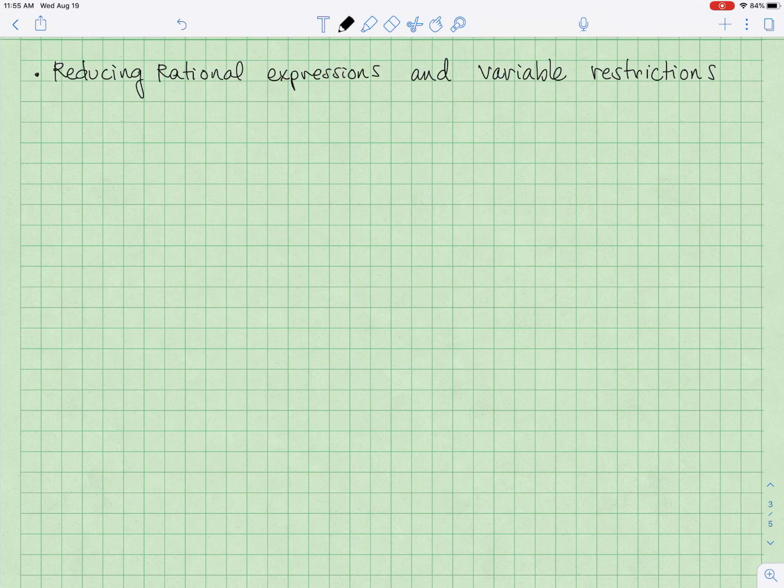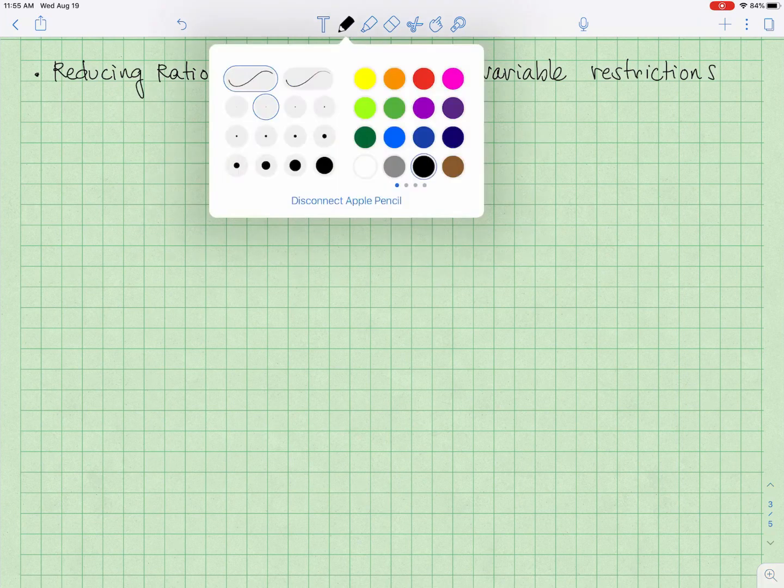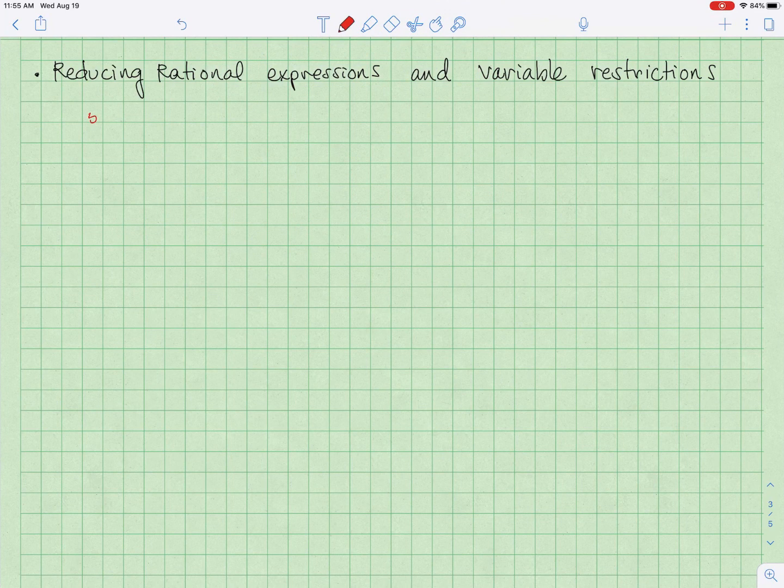In this video, we're going to talk about reducing rational expressions and, again, the variable restrictions that go with them. When I talk about reducing rational expressions, we're really talking about the same thing that we do with ordinary fractions. For example, if I had something like 5/35, we might rewrite that as 5 over the factored form, 5 times 7, and then cancel what are called common factors.